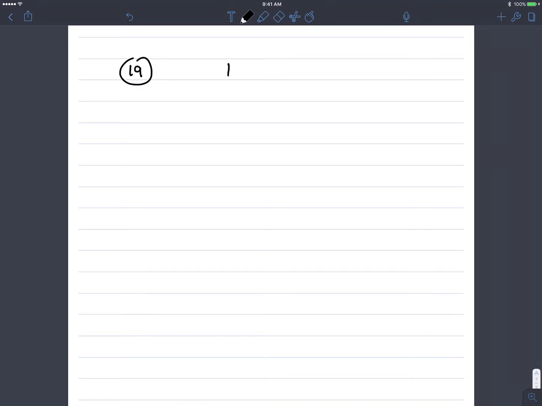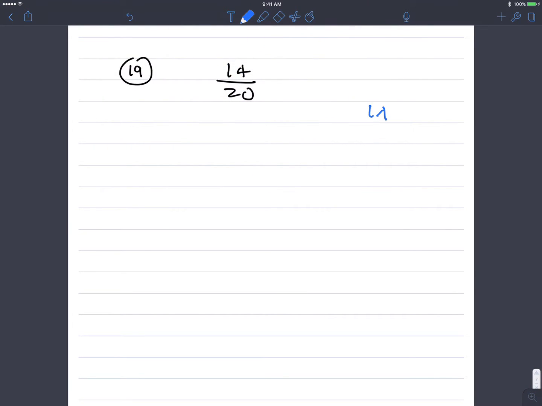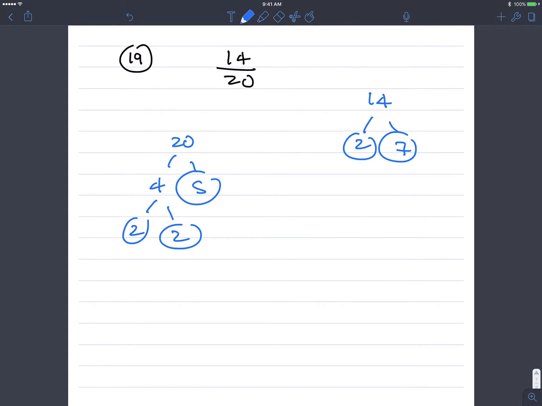Number 19. 14/20. 14 is written as 2 times 7. 20 we can say is 4 times 5. 5 is prime. And 4 is 2 times 2. So we're going to have 2 times 7 over 2 times 2 times 5.